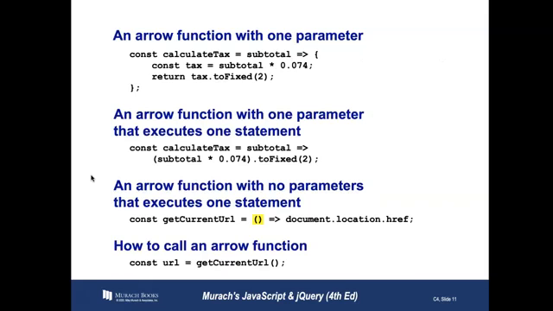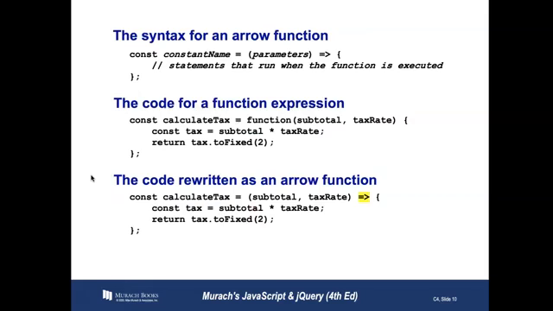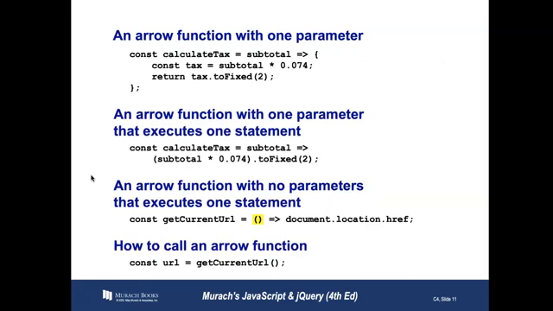So this is an arrow function with one parameter. We have calculate tax equals subtotal. Now notice how there's no parentheses around the subtotal. That's because there's only one parameter. If you look here, we have parameters with parentheses. Now we have one parameter, so it's just equals, and then the value, and then the arrow, and then the curly braces. So our example is the calculate tax that equals subtotal. And in this case, we're just going to use the subtotal times 0.074, which is the rate of tax in this case, with the formatting, the toFixed.